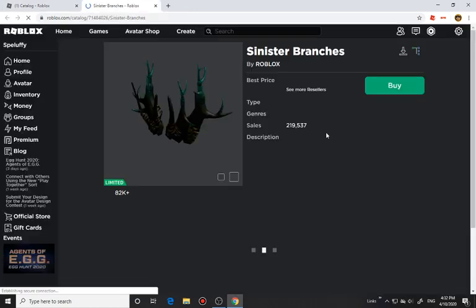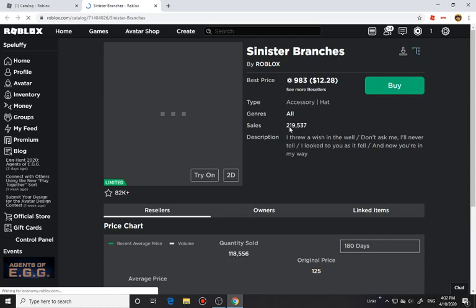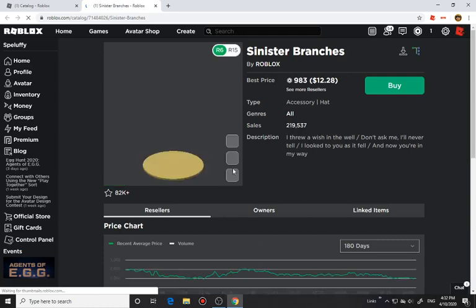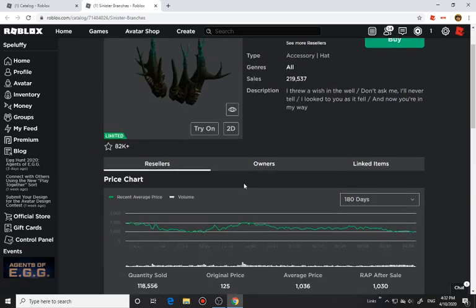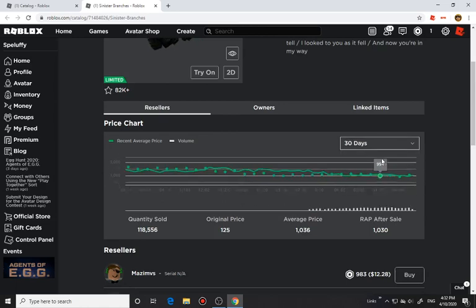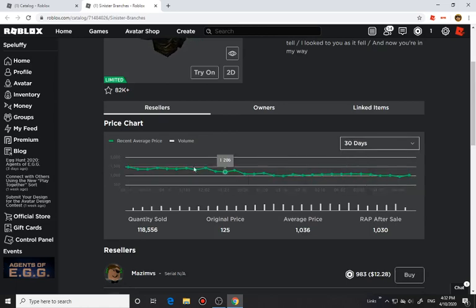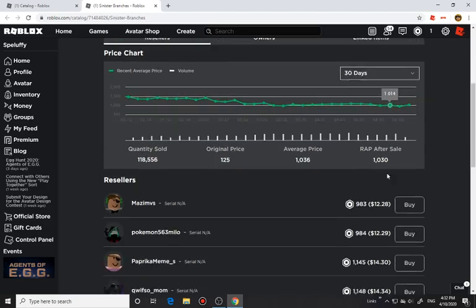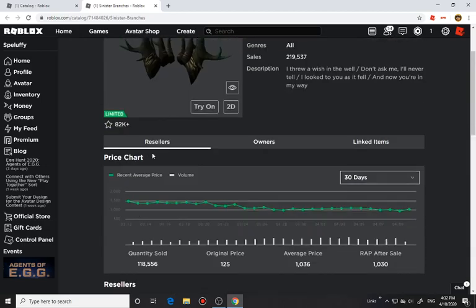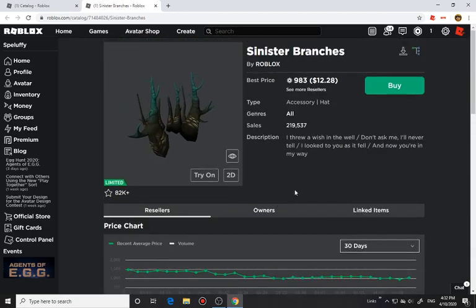An example would be Sinister Branches right here. Essentially, this item gets so many sales. You can see how many sales have been on it. That doesn't mean that there's that many copies, but look at this graph. There's basically one sold every day, which means this item has a lot of demand. And you can see there's a ton of them, a lot of copies. This basically means that this item has good demand, and there's a lot in stock, and this is a good item to go for when you're trading.